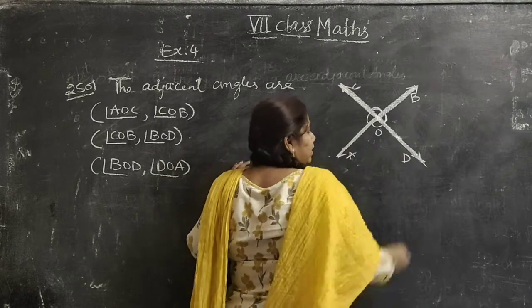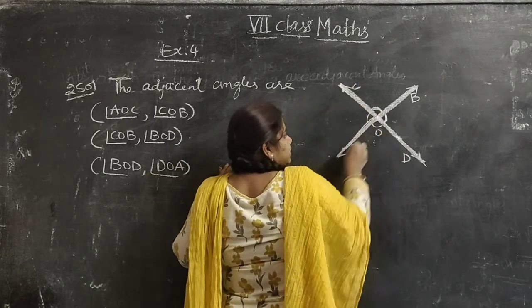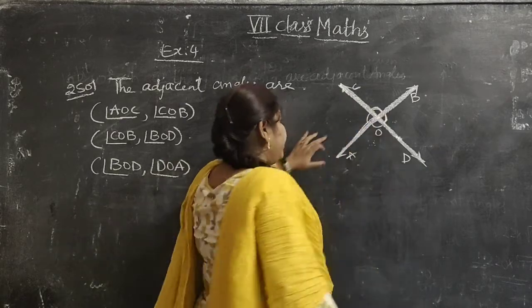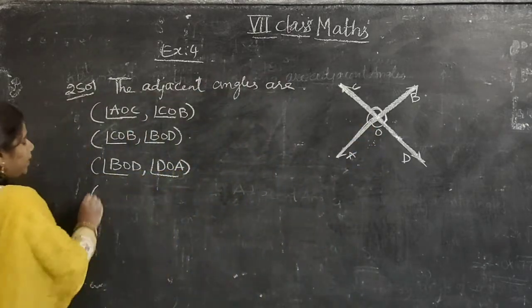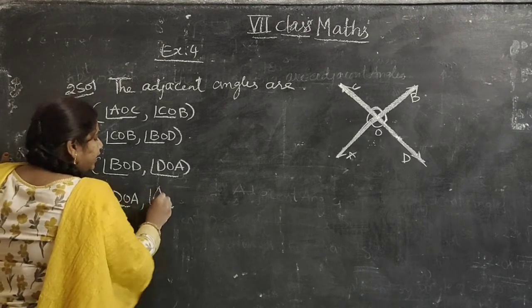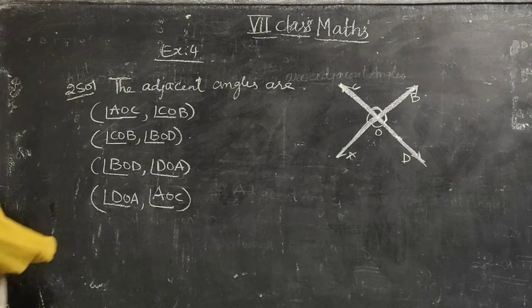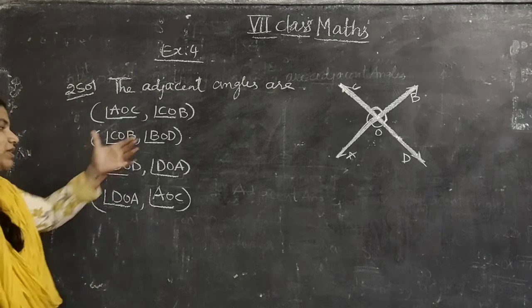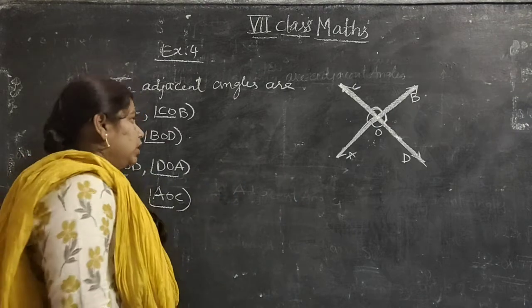Now the last one. I am taking DOA as one angle and the other angle as AOC. It has a common arm and also a common vertex. So we can call these two angles adjacent to each other. So what is the last pair here? Angle DOA, angle AOC. So these pairs are adjacent to each other and they are called adjacent angles. And we know why we call these adjacent angles, because they have a common arm and common vertex.